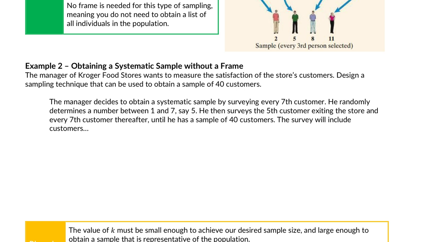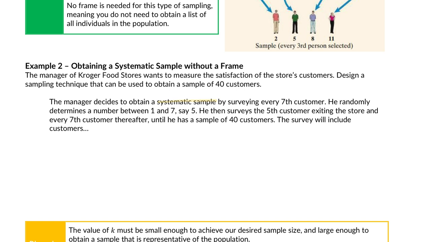So the manager of Kroger Food Stores wants to measure the satisfaction of the store's customers. Design a sampling technique that can be used to obtain a sample of 40 customers. All right, so the manager is thinking about it, and he decides to obtain a systematic sample by surveying every 7th customer that comes out of his store. He randomly determines a number between 1 and 7, say 5. He then surveys the 5th customer exiting the store and every 7th customer thereafter until he has a sample of 40 customers.